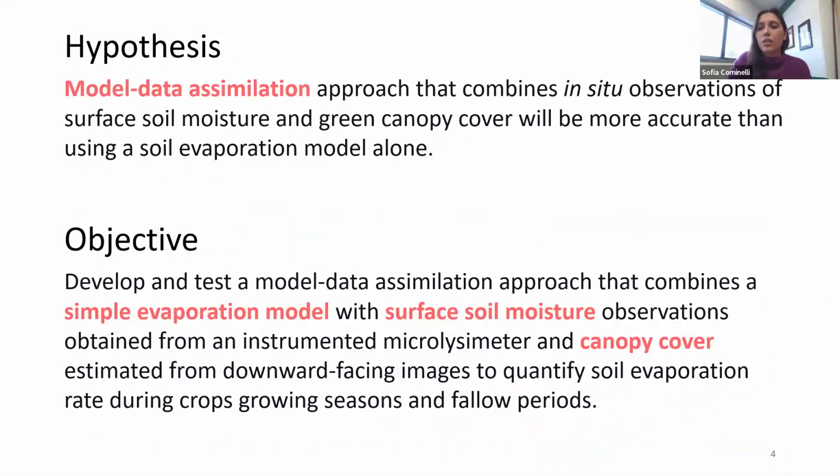With that in mind, the hypothesis of this study is that a model-data assimilation approach that combines in situ observation of surface soil moisture and green canopy cover will be more accurate than using just a soil evaporation model. The objective of this study is to develop and test a model-data assimilation approach that combines a simple soil evaporation model with in situ observation of surface soil moisture using an instrumented microlysimeter and canopy cover from pictures to quantify soil evaporation rate during crop growing season and fallow periods.